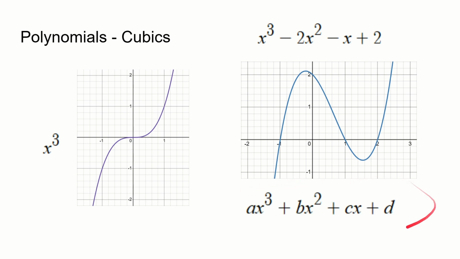Here's the general formula for cubics. It's very similar to quadratics, but we just have an extra d, where it's ax cubed plus bx squared plus cx plus d.